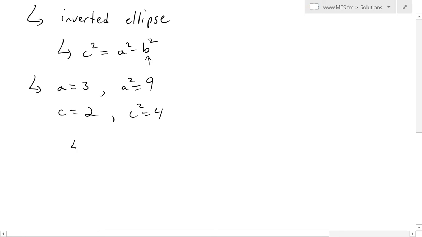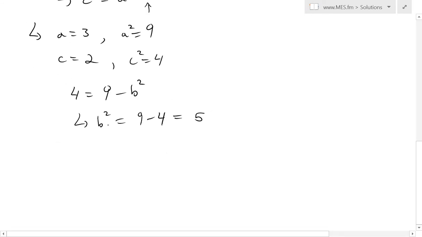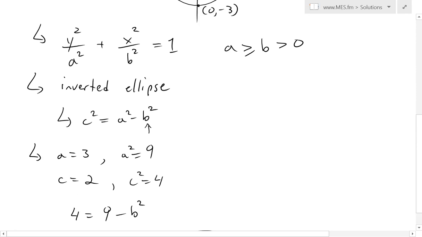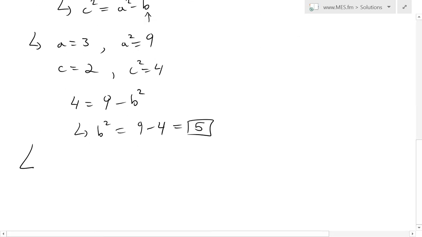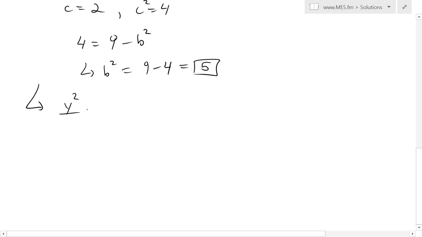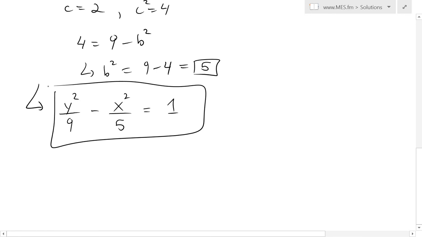So we have 4 equals 9 minus b squared, and rearrange this, we get b squared equals 9 minus 4, which just equals 5. So b squared equals 5, and now we can plug in everything here. So we get y squared divided by a squared, which is 9, plus x squared divided by b squared, which is 5, equals 1. And now this is the equation of an ellipse.